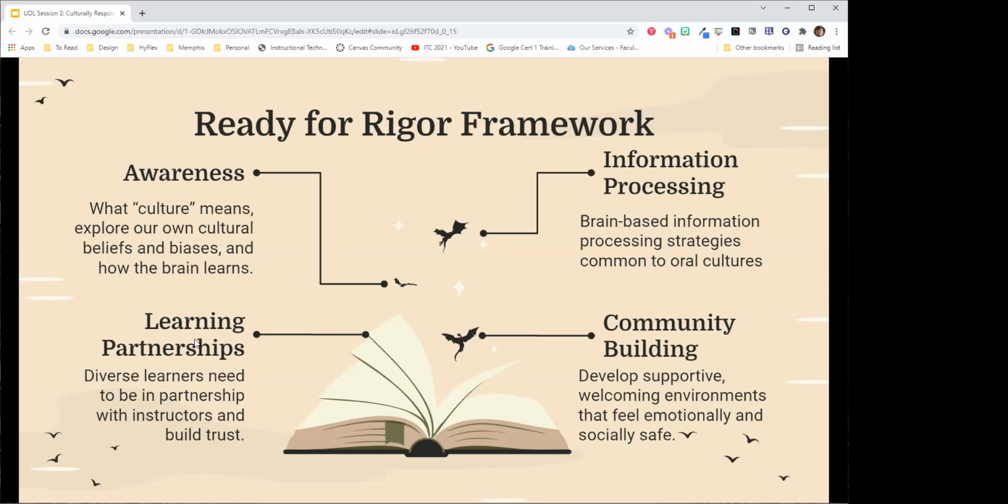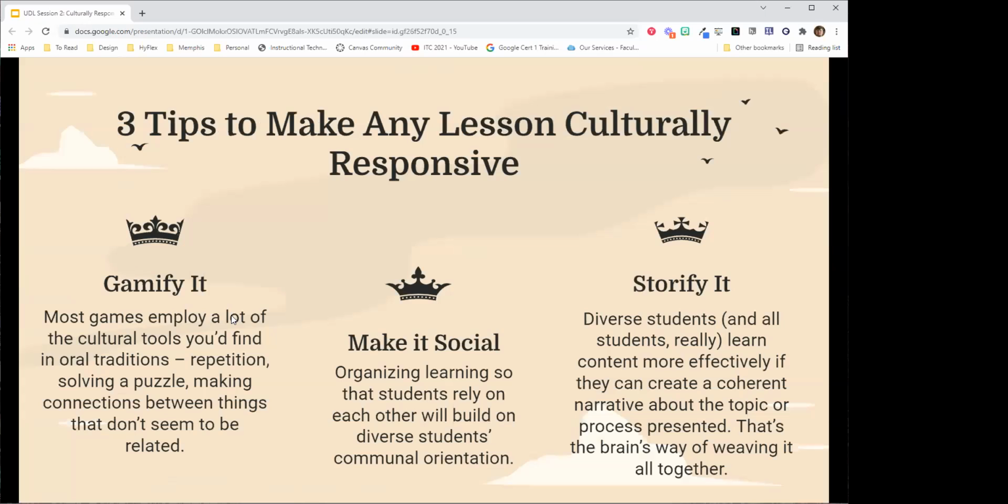And so this framework helps us understand how we can take any lesson, how we can take any moment of instruction and really respond to it in a culturally responsive way. So we have 3 tips to help make any lesson culturally responsive. It kind of taps into all the different types of things, all the different types of cultures our students may experience, and it really helps us dive into this idea of how we can be culturally responsive. So the first is that we can gamify it.